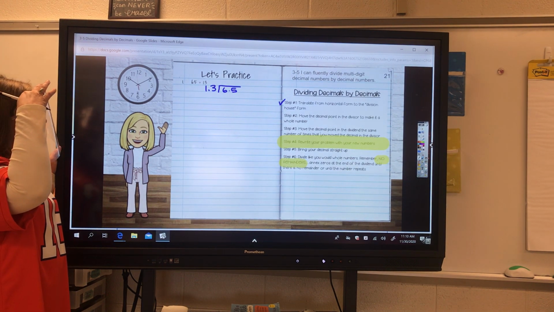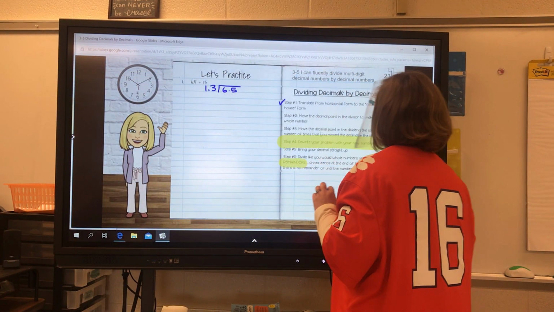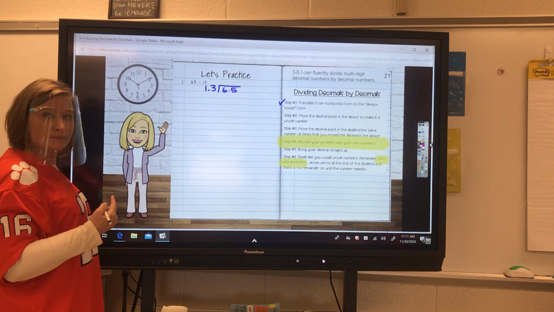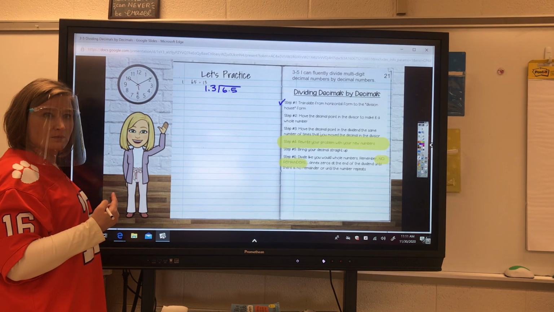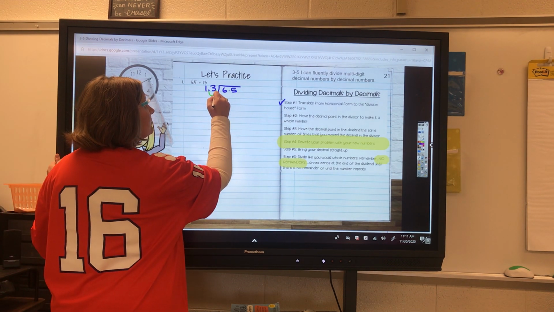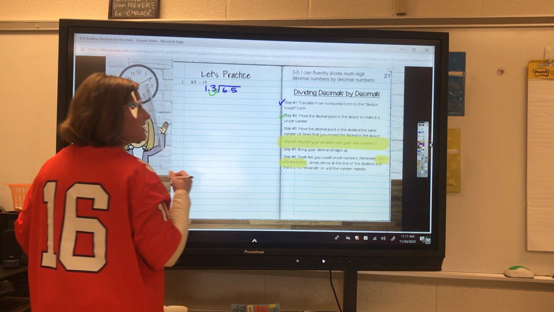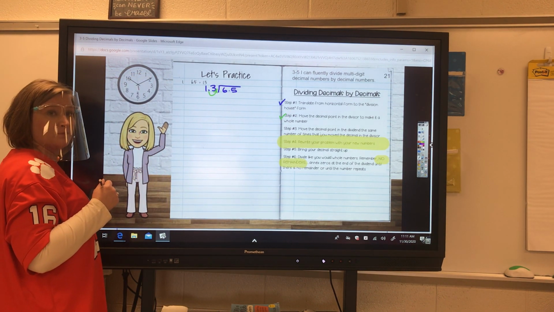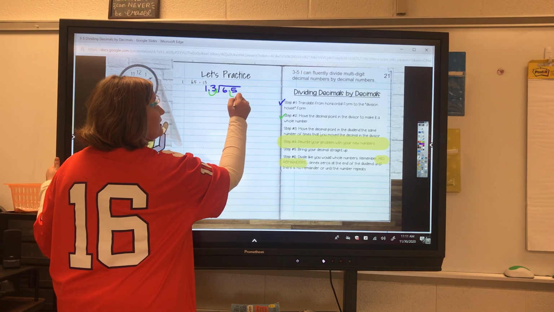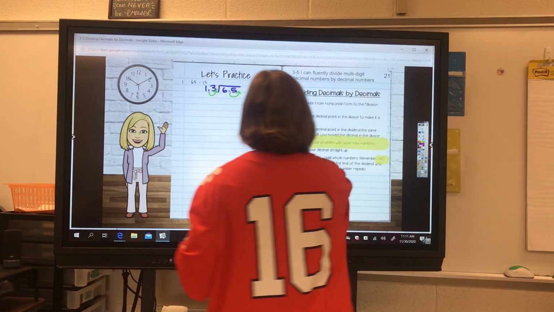What does step 2 tell us to do? Move the decimal point in the divisor to make it a whole number. So, which number is the divisor? The 1 3/10. So how many times do I need to move it? Once, right there. So we've done step 2. What does step 3 tell us to do? Basically do the same thing to the dividend. So how many times do I need to move it? Once.